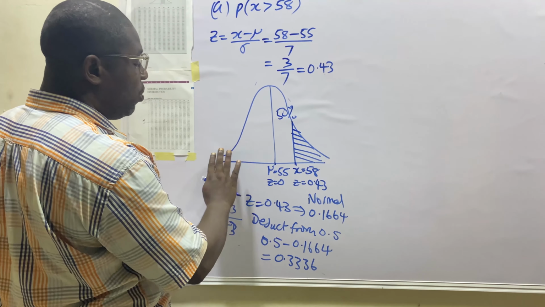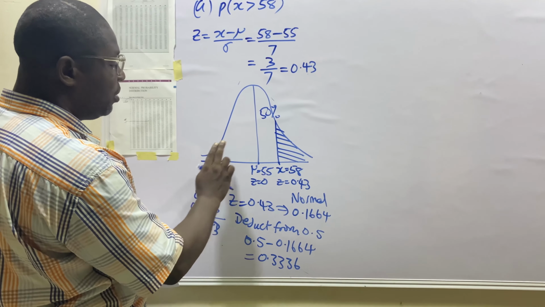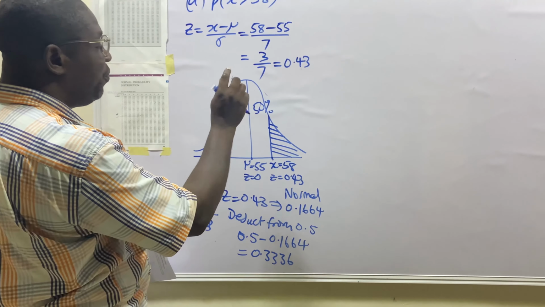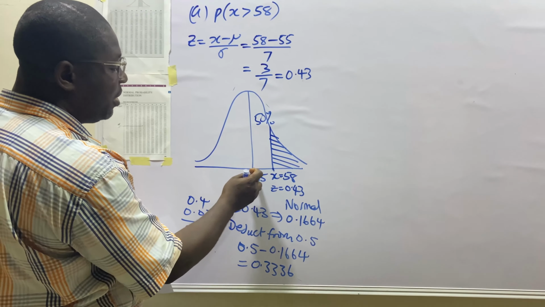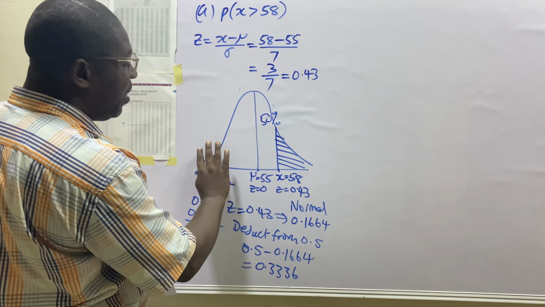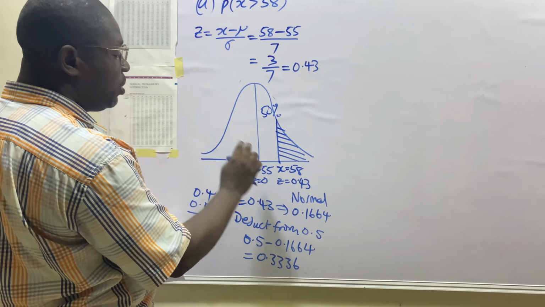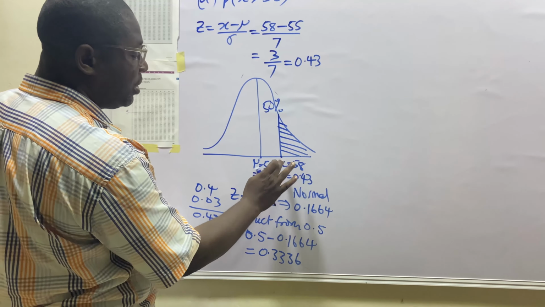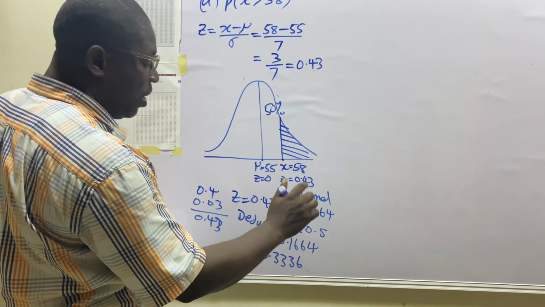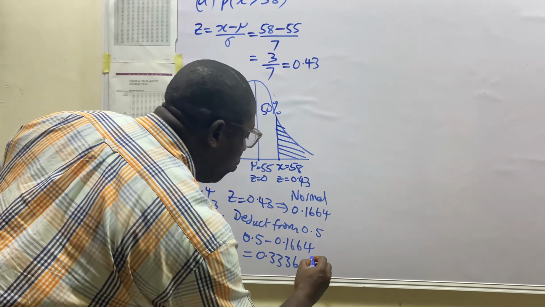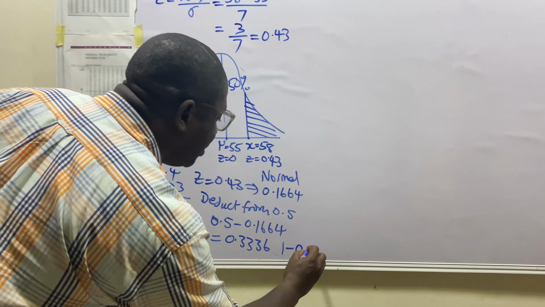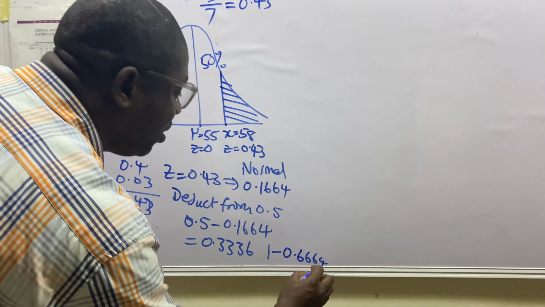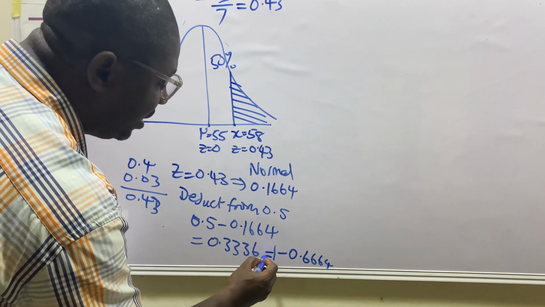So now what it shows is from here to this point, but the 50% table shows from here to this point. So whatever you get from the normal table, 50% has been added to it. So what you do is to have 1 minus 0.6664, and you are going to have this same answer.